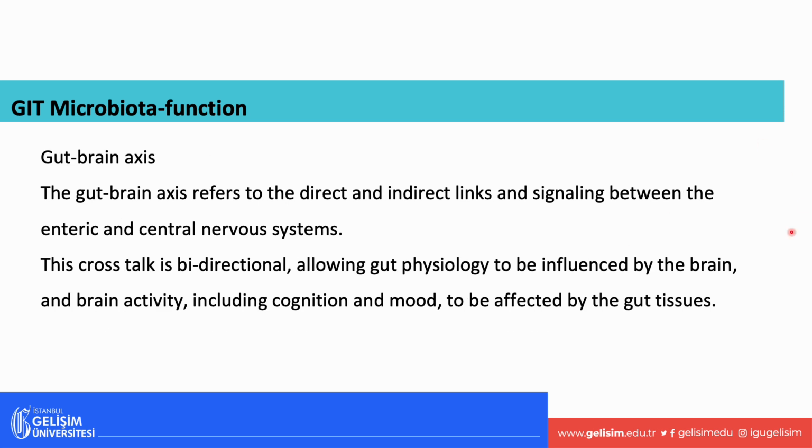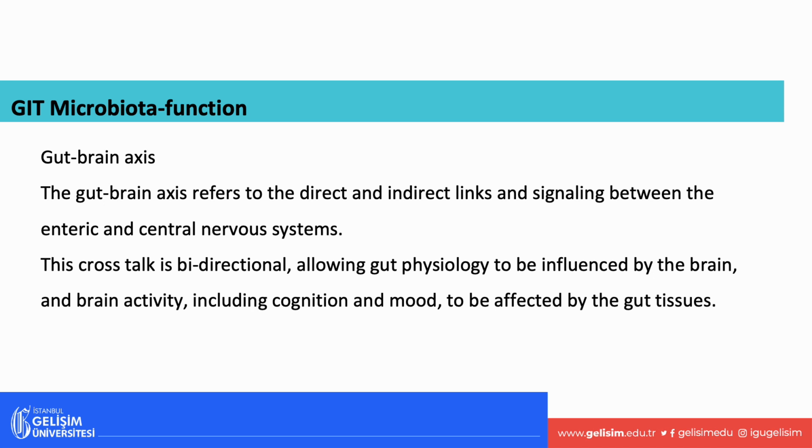All right, the gut-brain axis. This is a connection between the digestive system and the central nervous system. Remember, another name for the digestive system is the enteric system, right? So this connection allows for communication and signaling between the two systems in both directions, meaning that the gut can influence the brain and the brain can influence the gut.